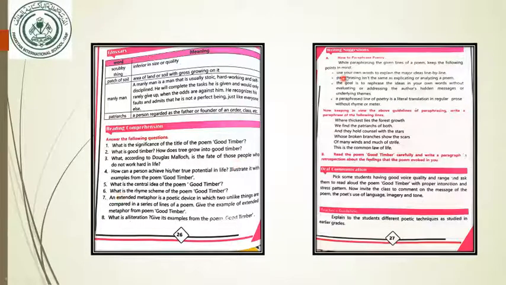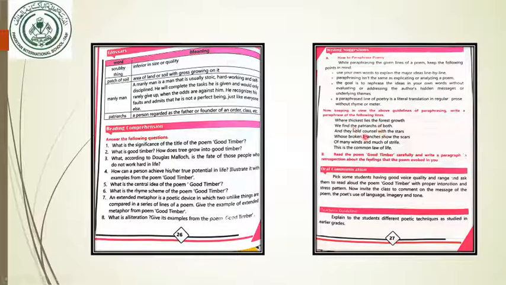We have page number 27 here, and we have writing suggestions, how to paraphrase poetry. Dear students, you know very well the paraphrasing. So let's see what this page tells us about paraphrasing. While paraphrasing the given lines of a poem, keep the following points in mind. Use your own words to explain the major ideas line by line. Paraphrasing isn't the same as explaining or analyzing a poem. The goal is to paraphrase the ideas in your own words without evaluating or addressing the author's hidden messages or underlying themes. A paraphrased line of poetry is a literal translation in regular prose without rhyme or meter.